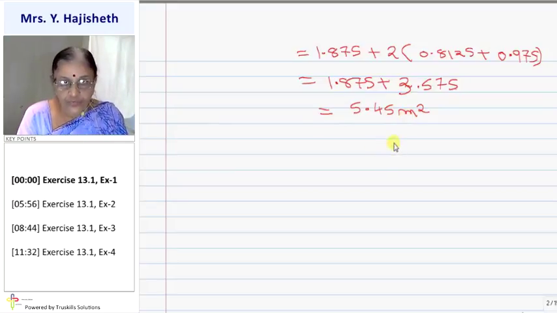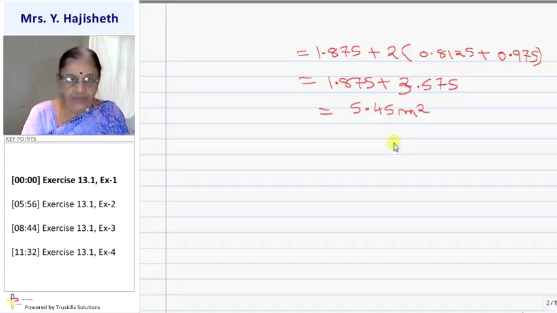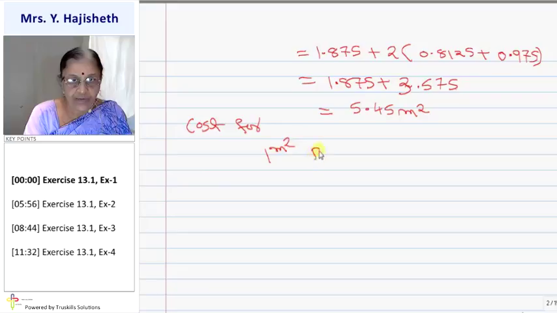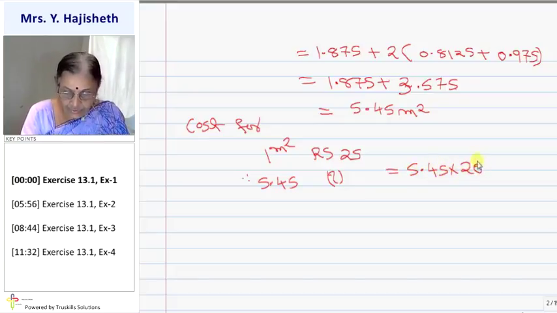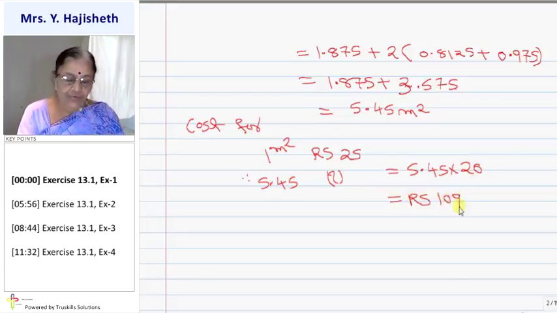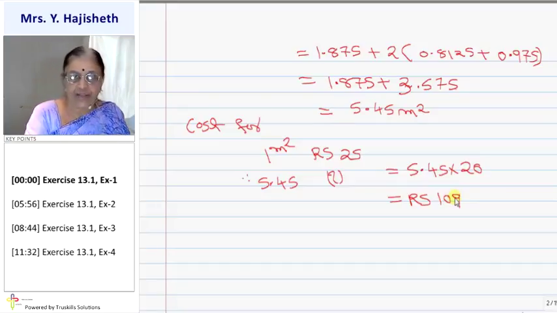Now the cost for 1 meter square is 20 rupees. Okay. Cost for 1 meter square is rupees 20. So the cost for 5.45 meter square is how much? It is 5.45 into 20. So it is rupees 109. So the cost required for that plastic sheet is rupees 109. Okay.